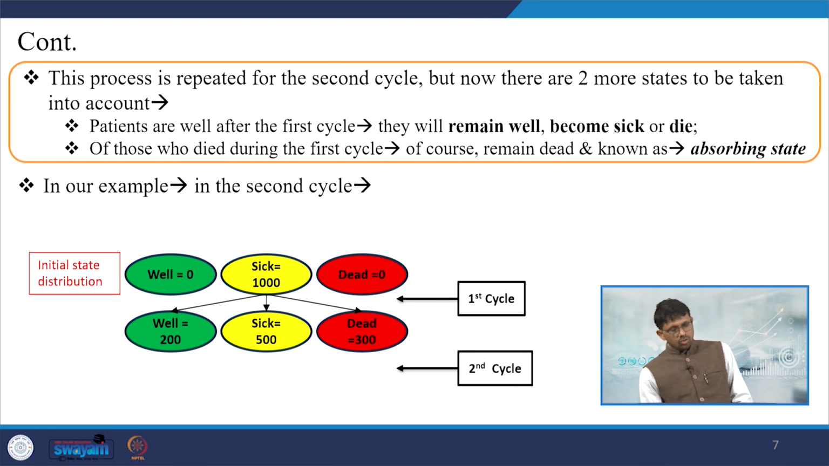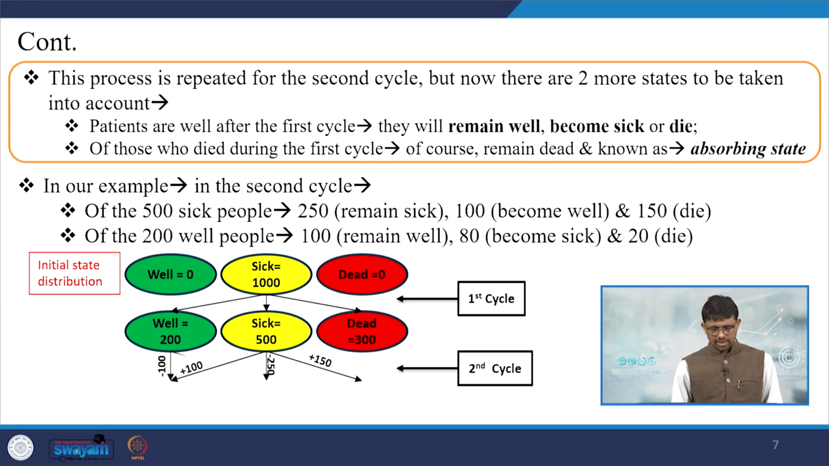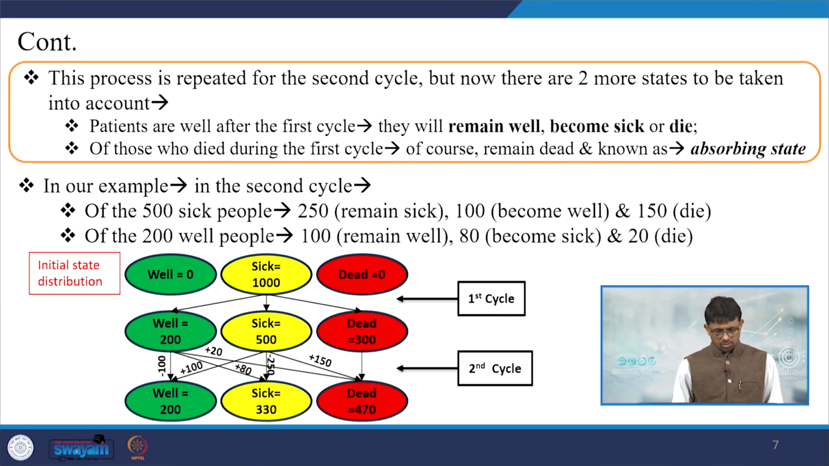Among those who are well, there is a possibility that they might also get sick in the next cycle. Hence, in the second cycle the possibilities are a little complex. We start with the sick people. Out of 500, some might get cured, that is 100, and 150 are dead. So, the remaining sick are 250. Similarly, those who were cured in the first cycle might face trouble in the second cycle. Hence, possibilities are like this: 100 may remain well out of 200, 80 might be sick, and 20 are dead.